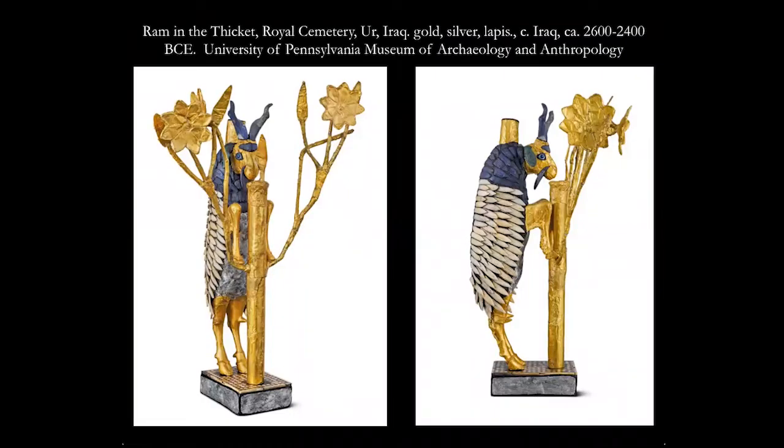This is my favorite object from the burial. It is a ram in a thicket. It is just that. But I love the naturalism of it because this is what rams do, right? They forage for food in thickets. They hop up on their back legs, put their front legs in the thicket, and kind of go to town. So I love the naturalism of it. I love the way that you get these different textures with the shell on the ram's body. So it's just really, I think, pretty adorable.